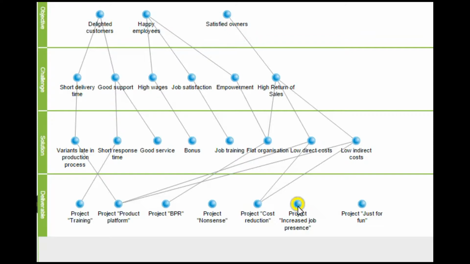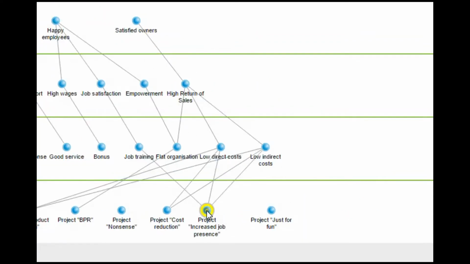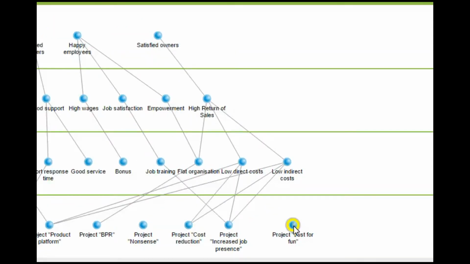It's project increased job presence that will not only give us lower direct costs and indirect costs, but also indirectly give us increased job training. And we have finally project just for fun that seems to have no connection to any level above.